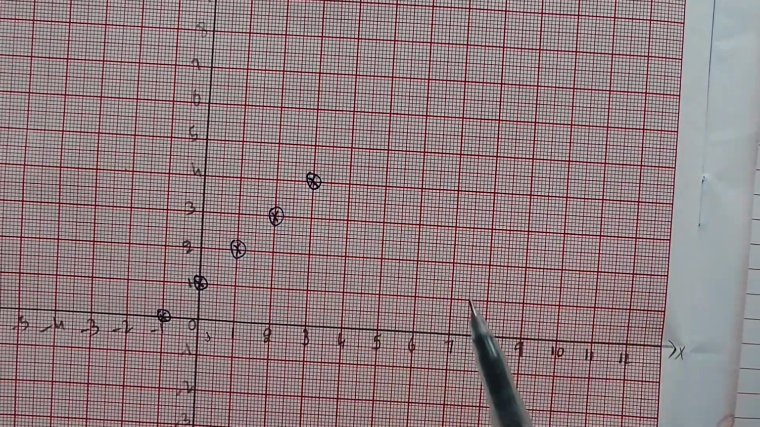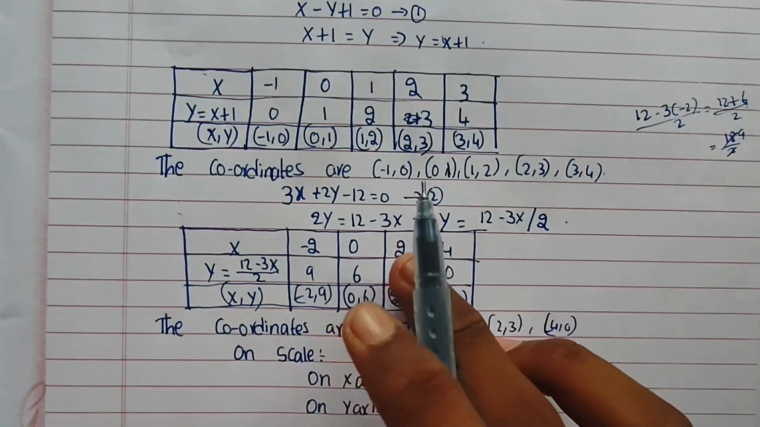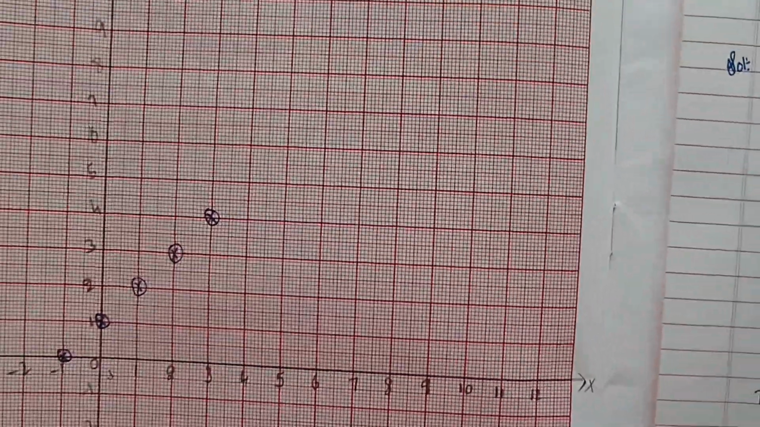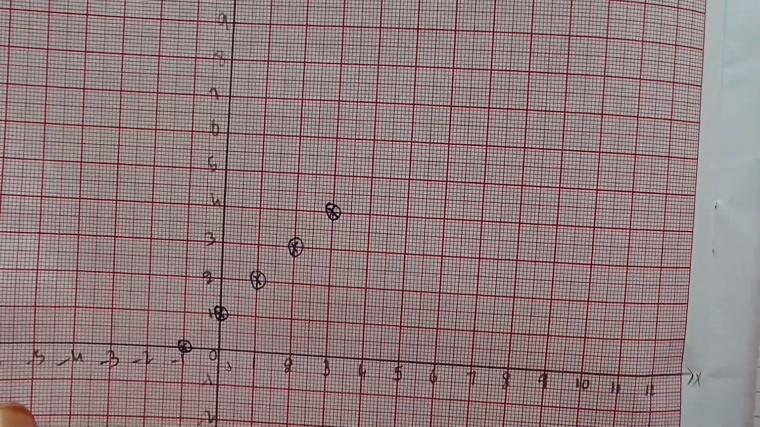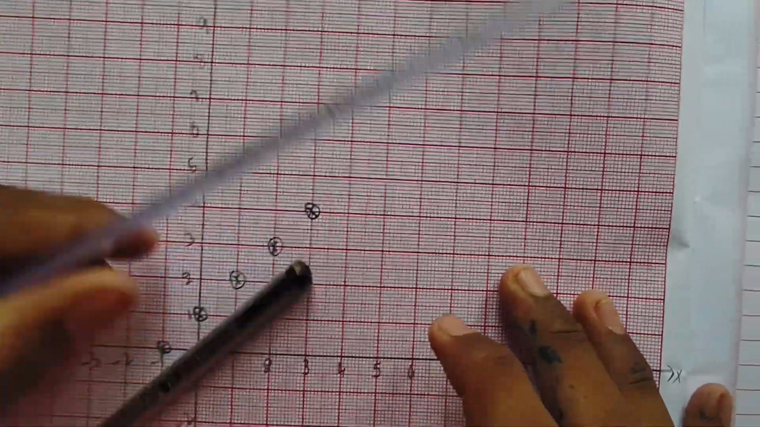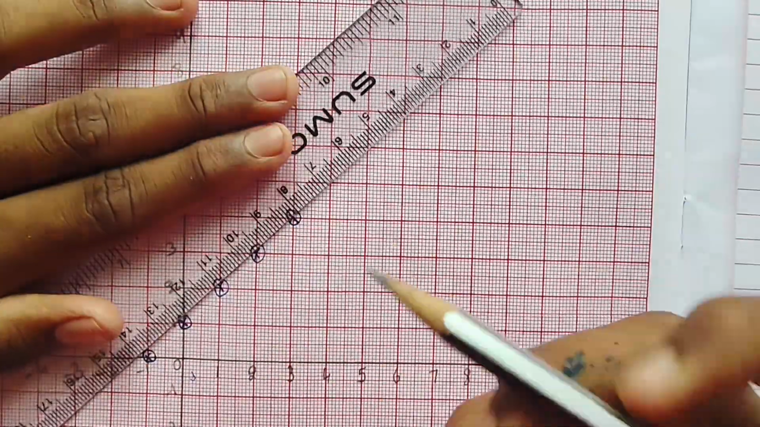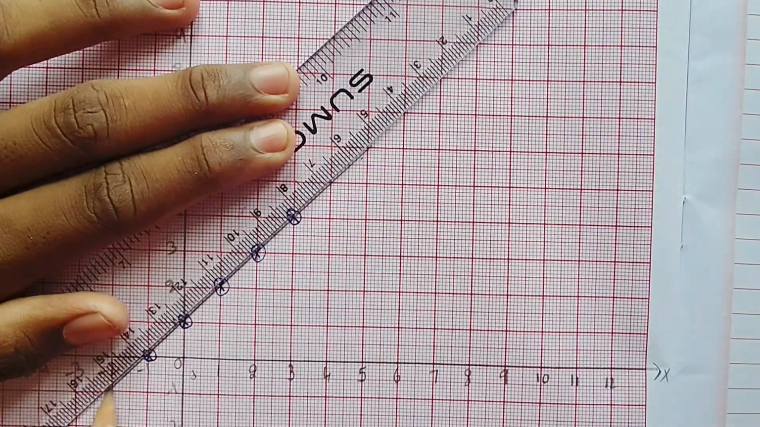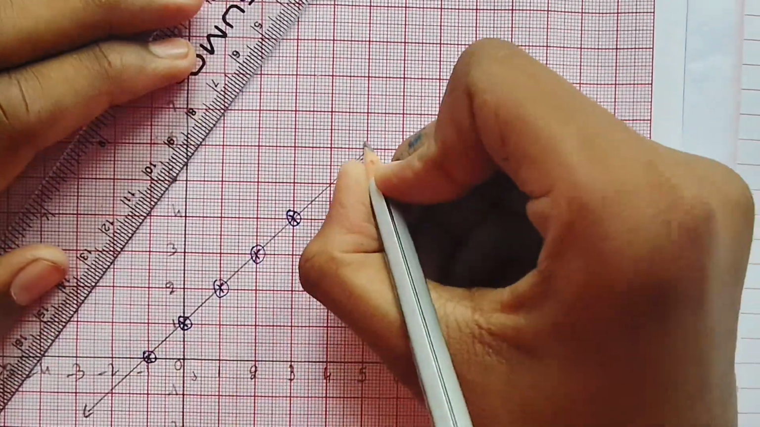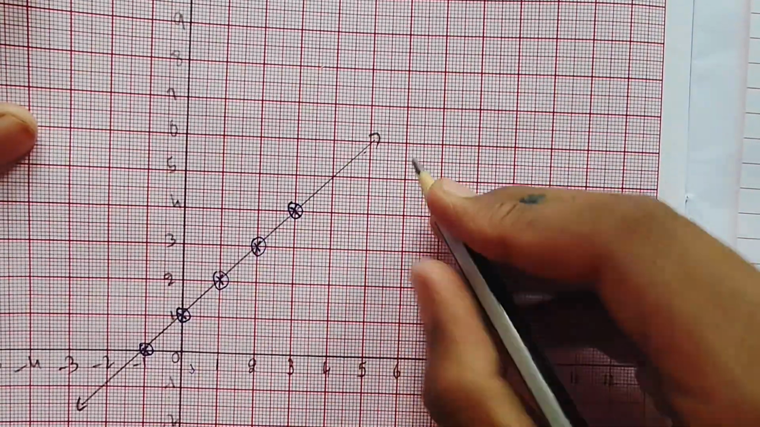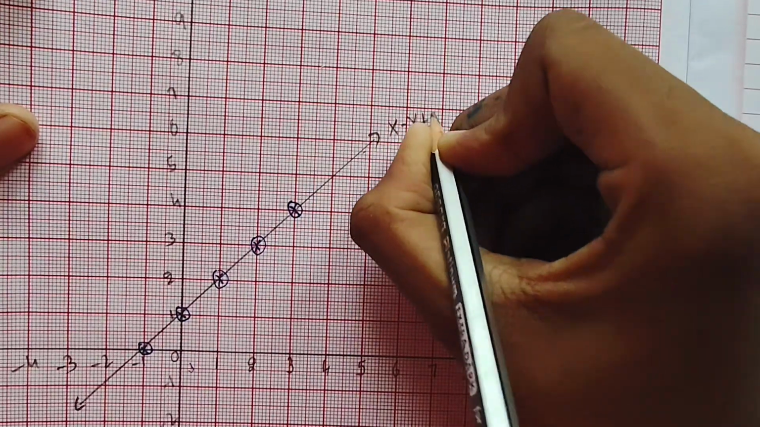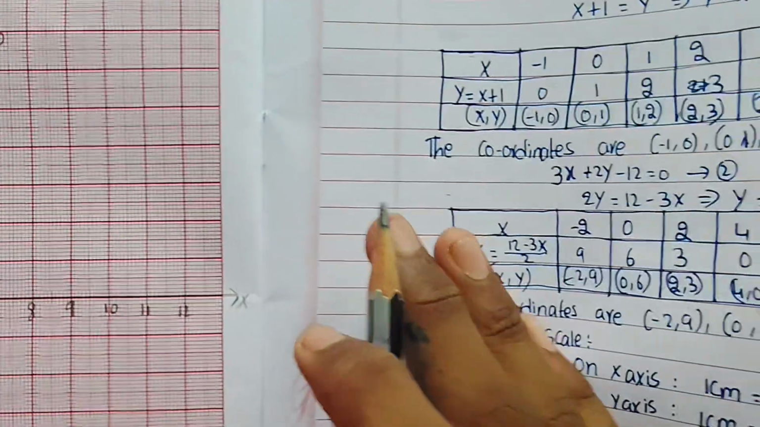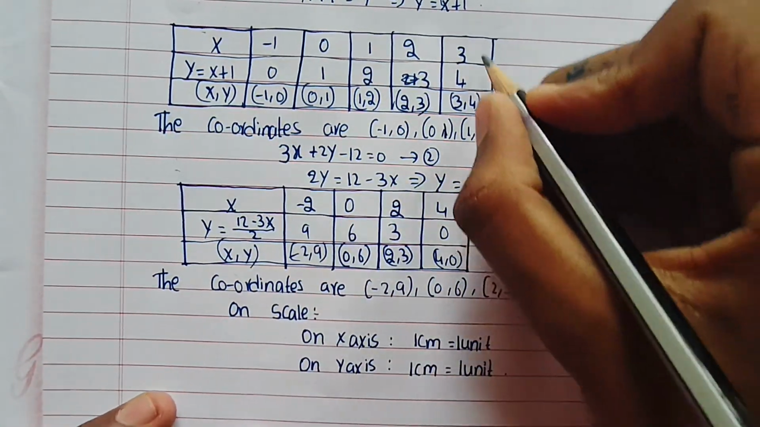This is the point we got for equation 1, that is y is equal to x plus 1, which means x minus y plus 1 is equal to 0. Now I am going to join these points with the scale. This is the line. Now I am going to represent this line as x minus y plus 1 equals 0. For these equations we got these points. So we have completed this one.